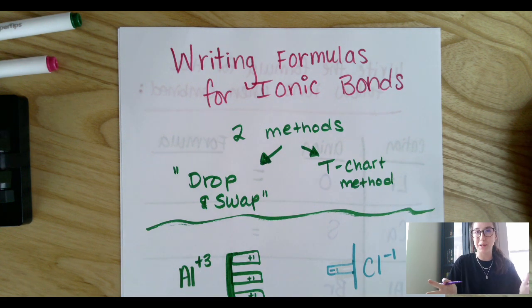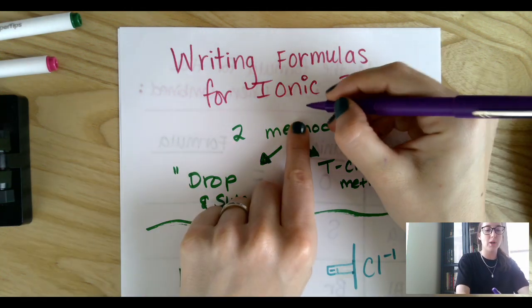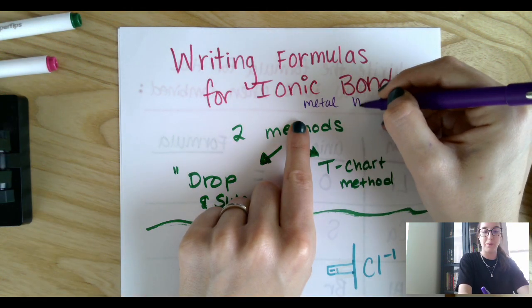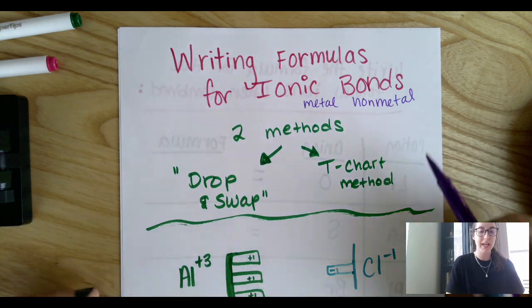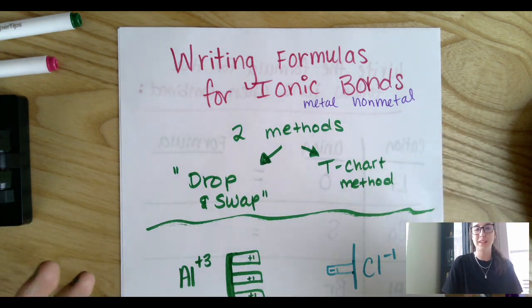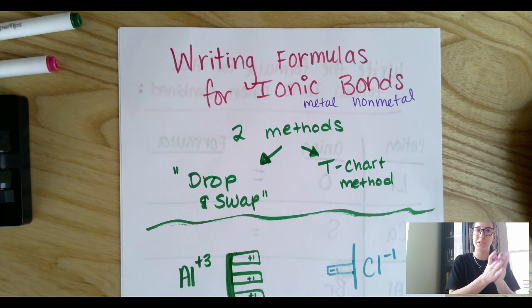What is an ionic bond? Hopefully you do know, but if you don't, that's okay. Ionic bonds are between a metal and a nonmetal. So when you have a metal, such as sodium, and a nonmetal, such as chlorine, when they come together and bond, you get sodium chloride. That's an ionic bond.